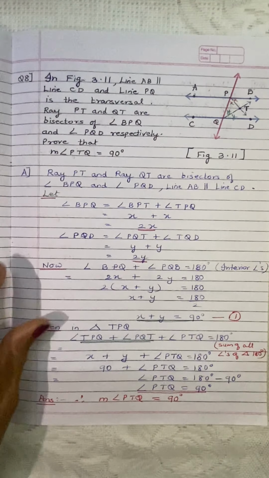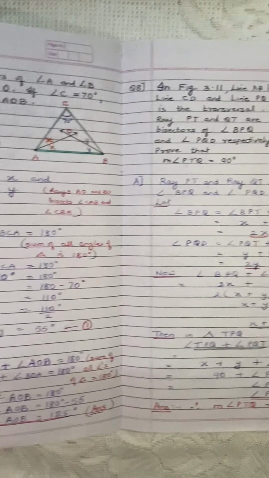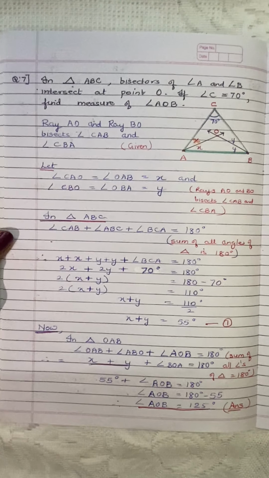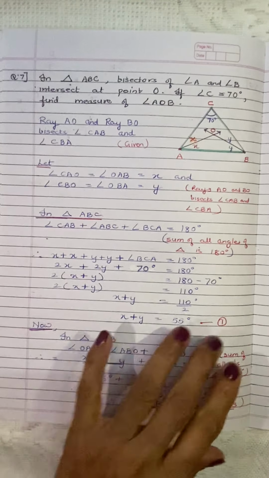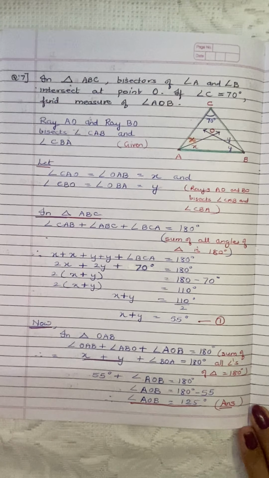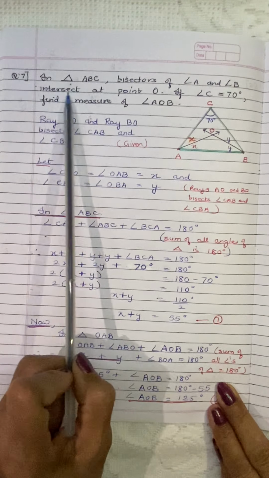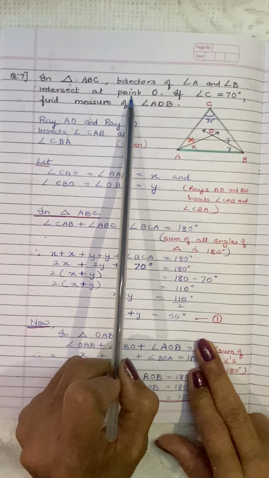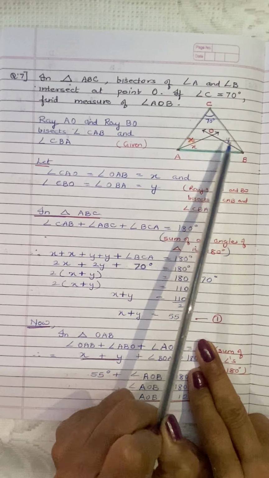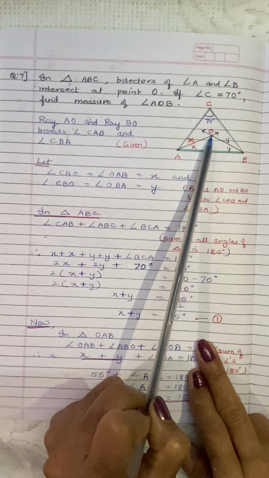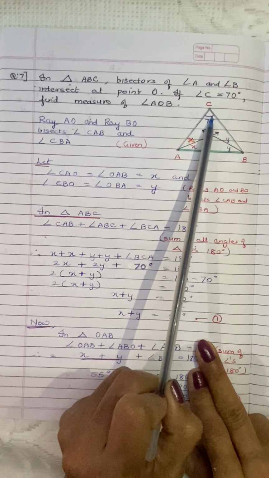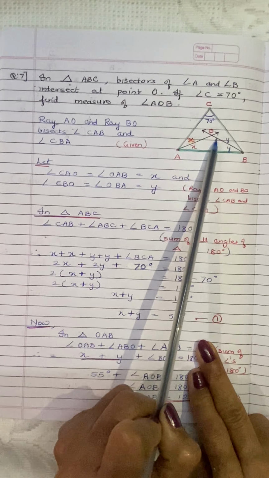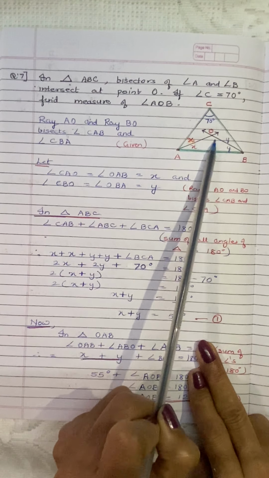The next question, question 7. In triangle ABC, we are talking about this triangle ABC, bisector of angle A and angle B intersect at point O. So this is the bisector and this is the bisector. They intersect, meet at O. If angle C is 70 degree, find the measures of angle AOB. So this angle we are going to find out, AOB, this one.